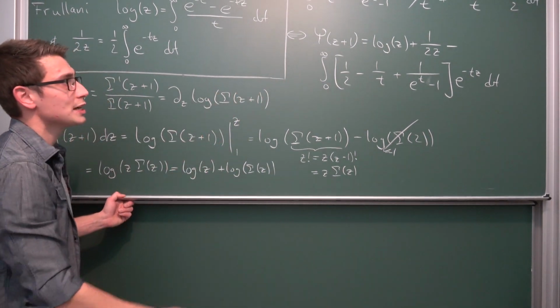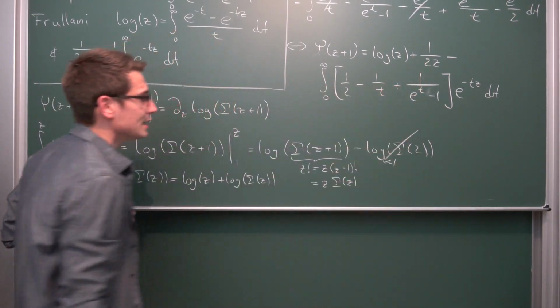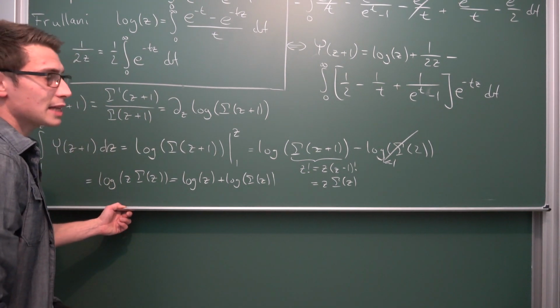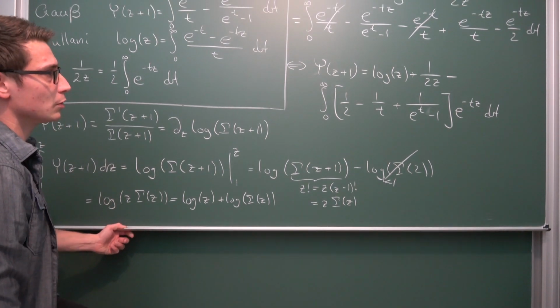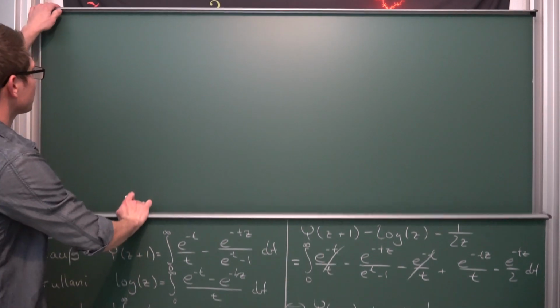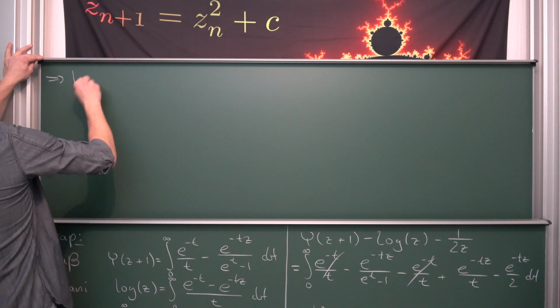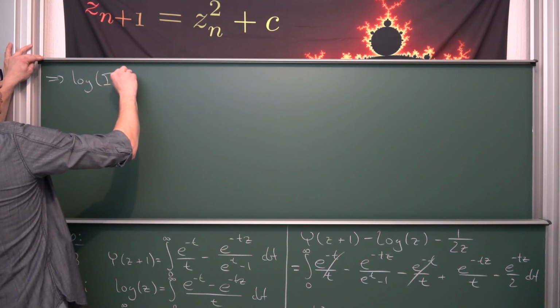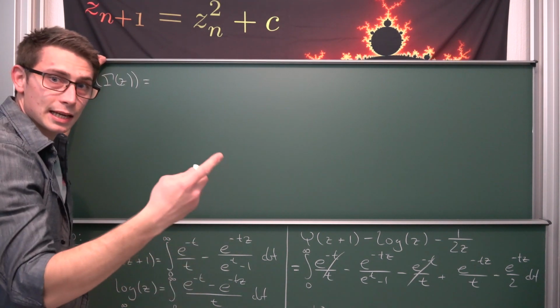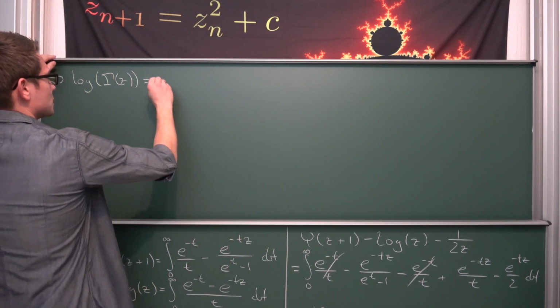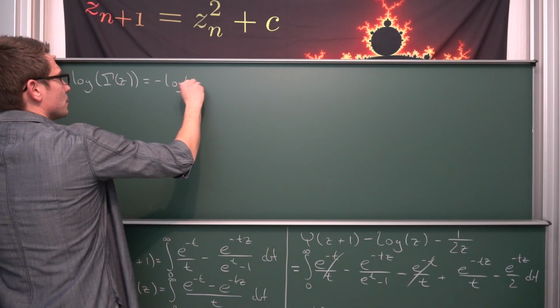Subtract log of z on both sides, bringing it to this side over here, and then we are basically good to go to proceed with the process. Meaning, what we're going to do now is we now know that log of gamma of z is the same as... At first, let us subtract log of z on both sides, negative log of z.